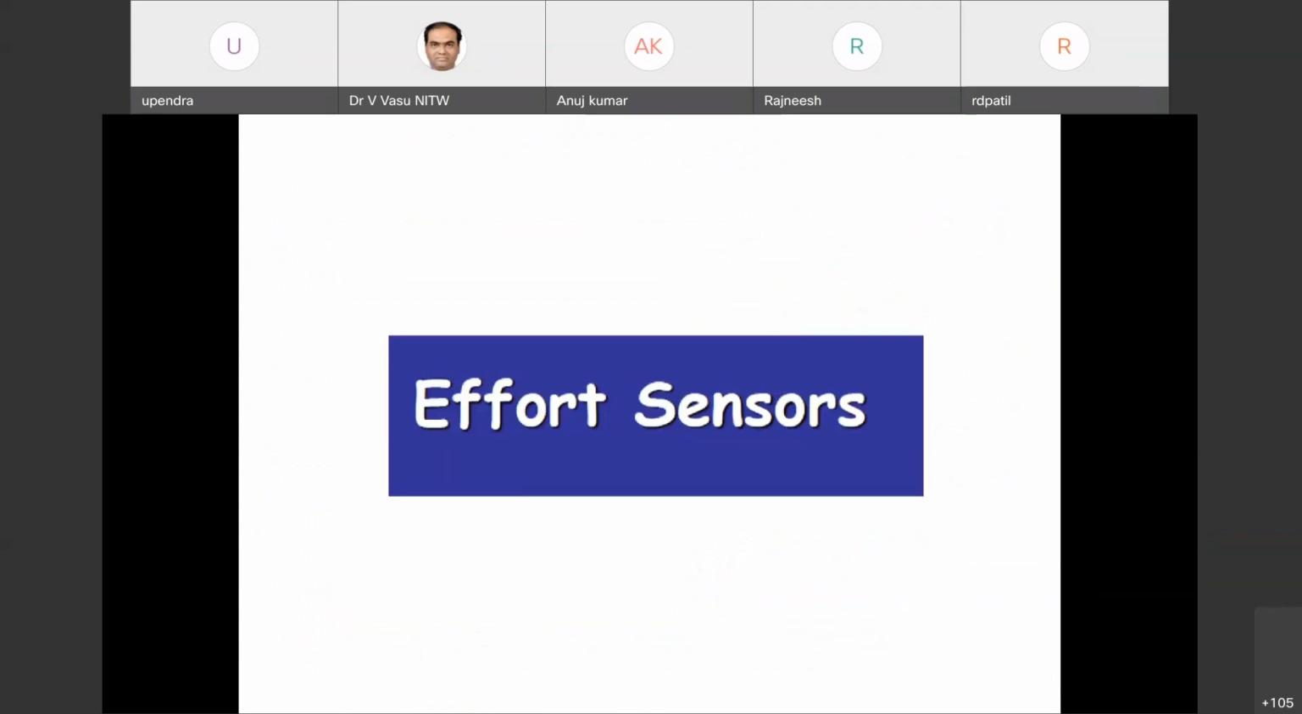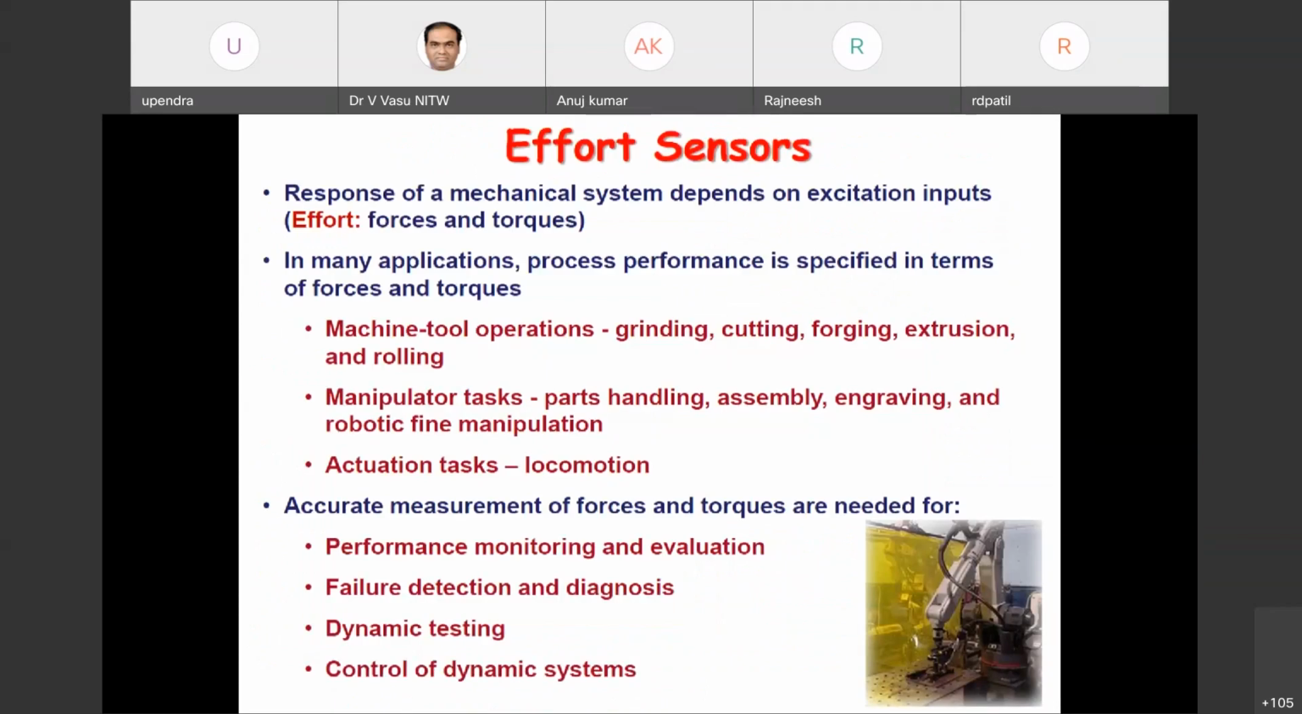Next are the effort sensors, which are used in robotic applications. How much effort is being input? Effort will be in the form of a force or a torque. So if you want to measure the force or the torque generated in this particular robot, then different types of effort sensors are mainly used.